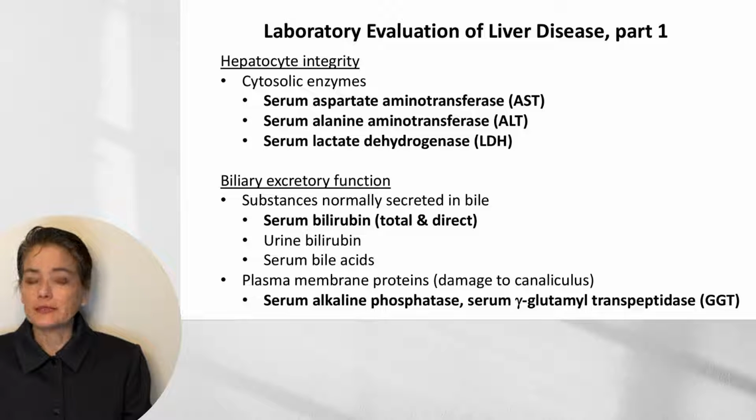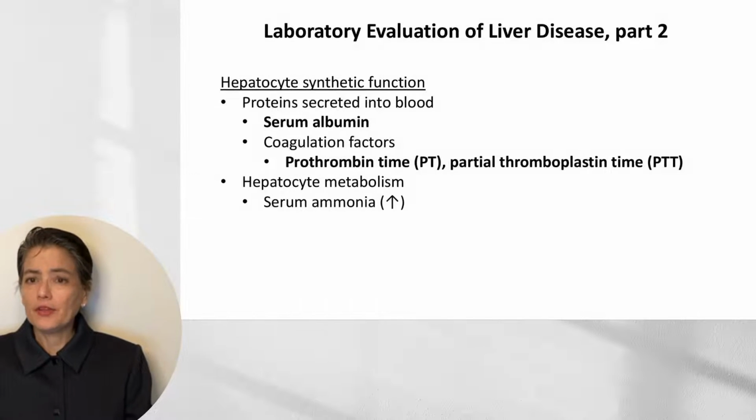Before I go on to the last category, I just want to remind you that when we order these tests, we typically will order them as a panel. So a serum alkaline phosphatase on its own will not be tremendously informative, but if you combine it with your aminotransferases as well as your bilirubin and GGT, that can give you a good image of what is going on in the liver. And the third category that we would be assessing would be hepatocyte synthetic function.